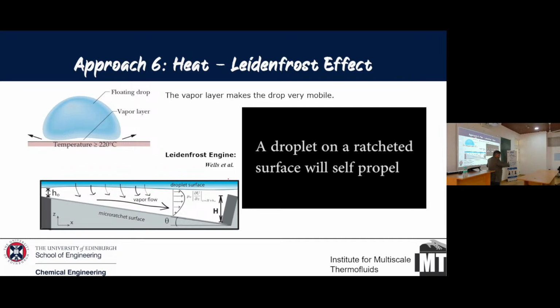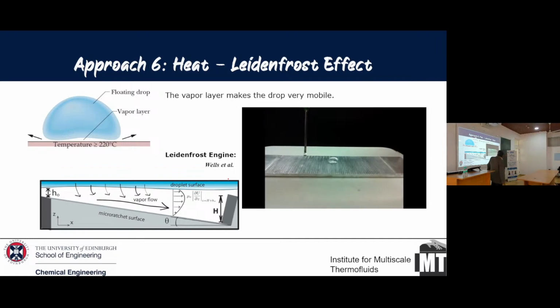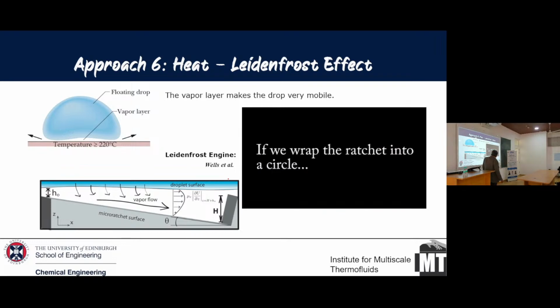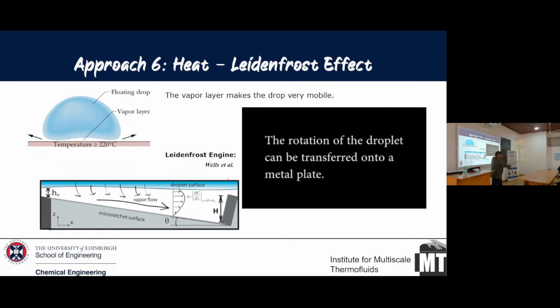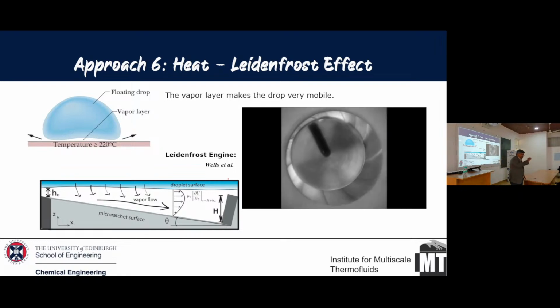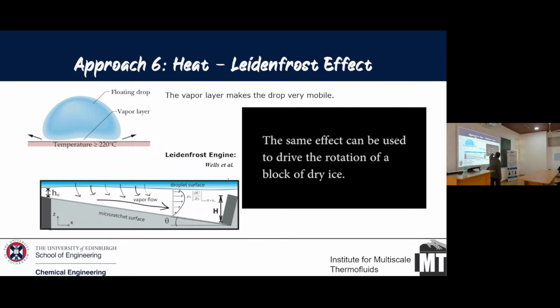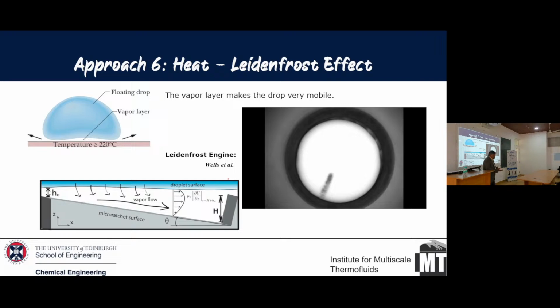But then if you change the structure of the substrate, it's going to do interesting things. If you have a ratcheted substrate, it allows it to move. And if you put the ratchet into a circle, it actually becomes a kind of an engine. People have put it on a metal plate and generated a small amount of electricity out of it. But again, this is just a test. And this is on a block of dry ice. It was successful. It was just a proof of principle.